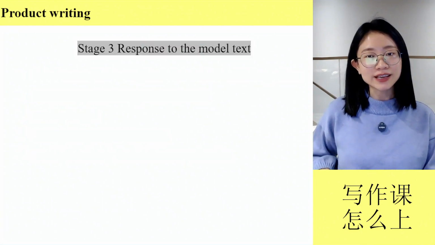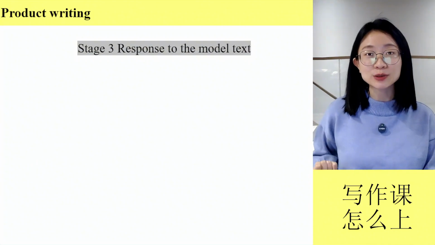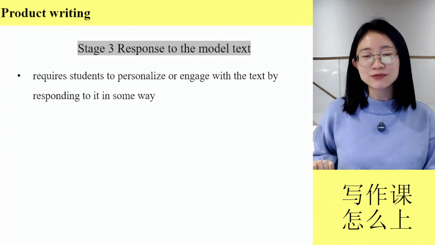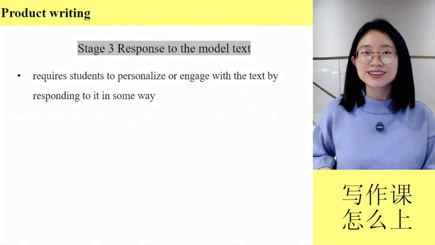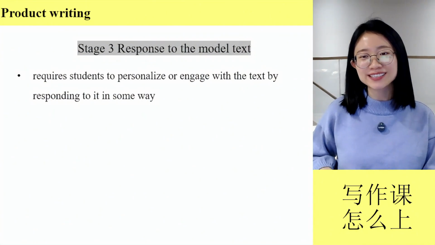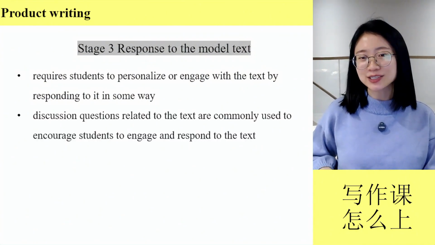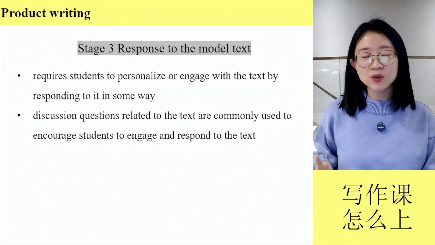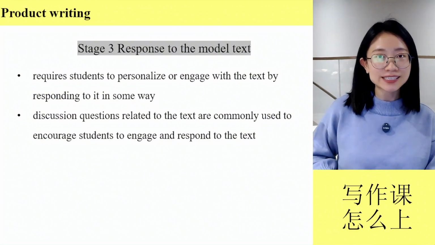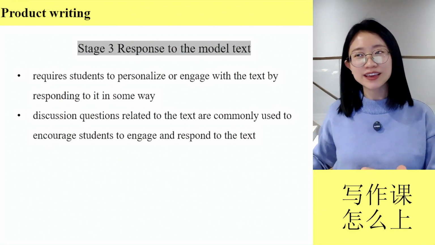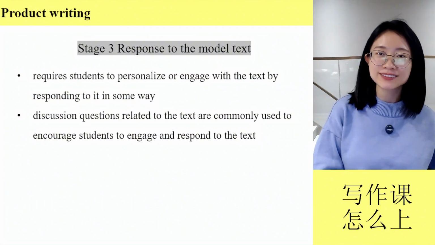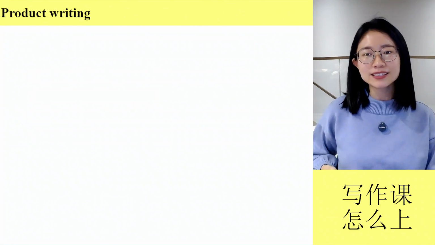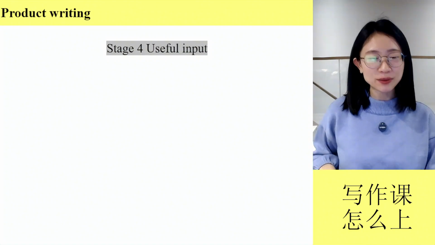Then stage 3 is called response to the model text. So this stage requires students to personalize or engage with the text by responding to it in some way. Then how to respond to the model text? What the teacher can do is to design some discussion questions related to the text. For example, what do you think, blah, blah? Or do you have a similar experience as blah, blah? Something like that.